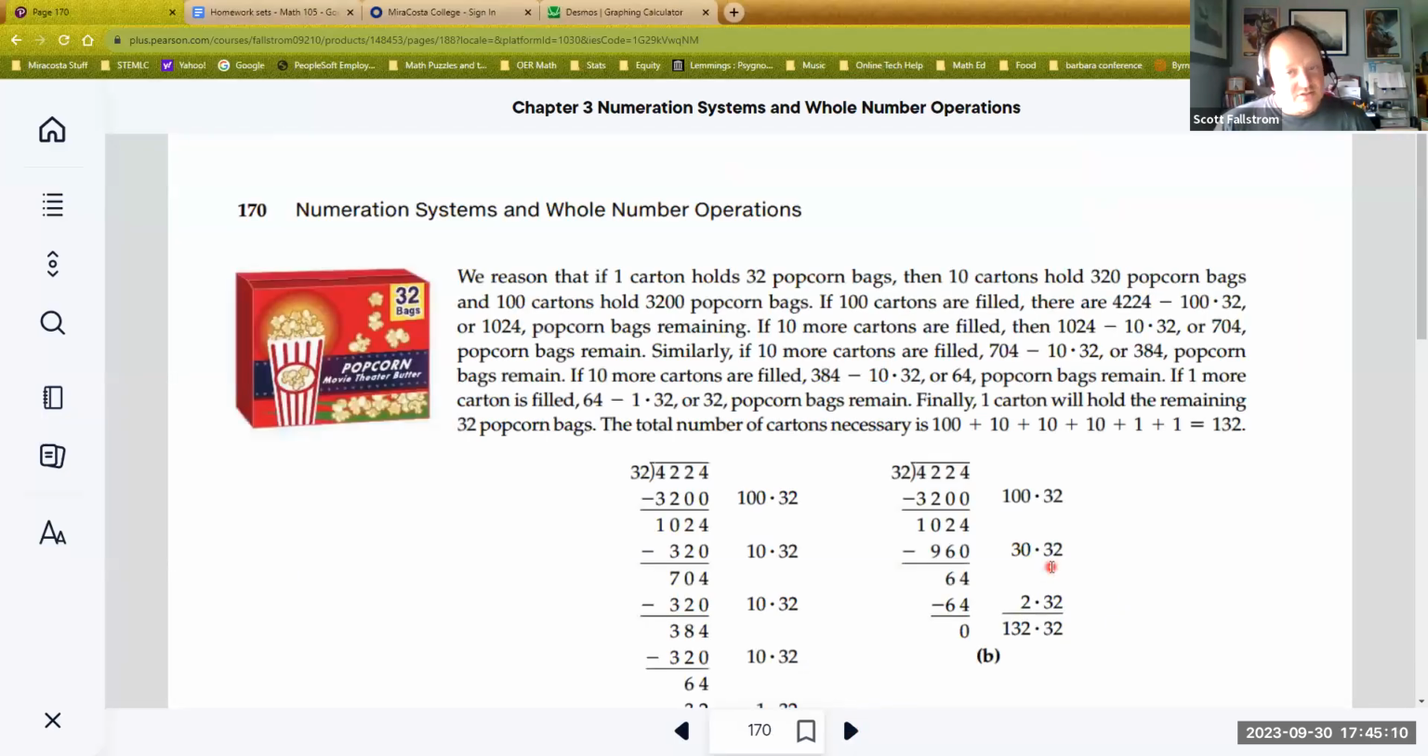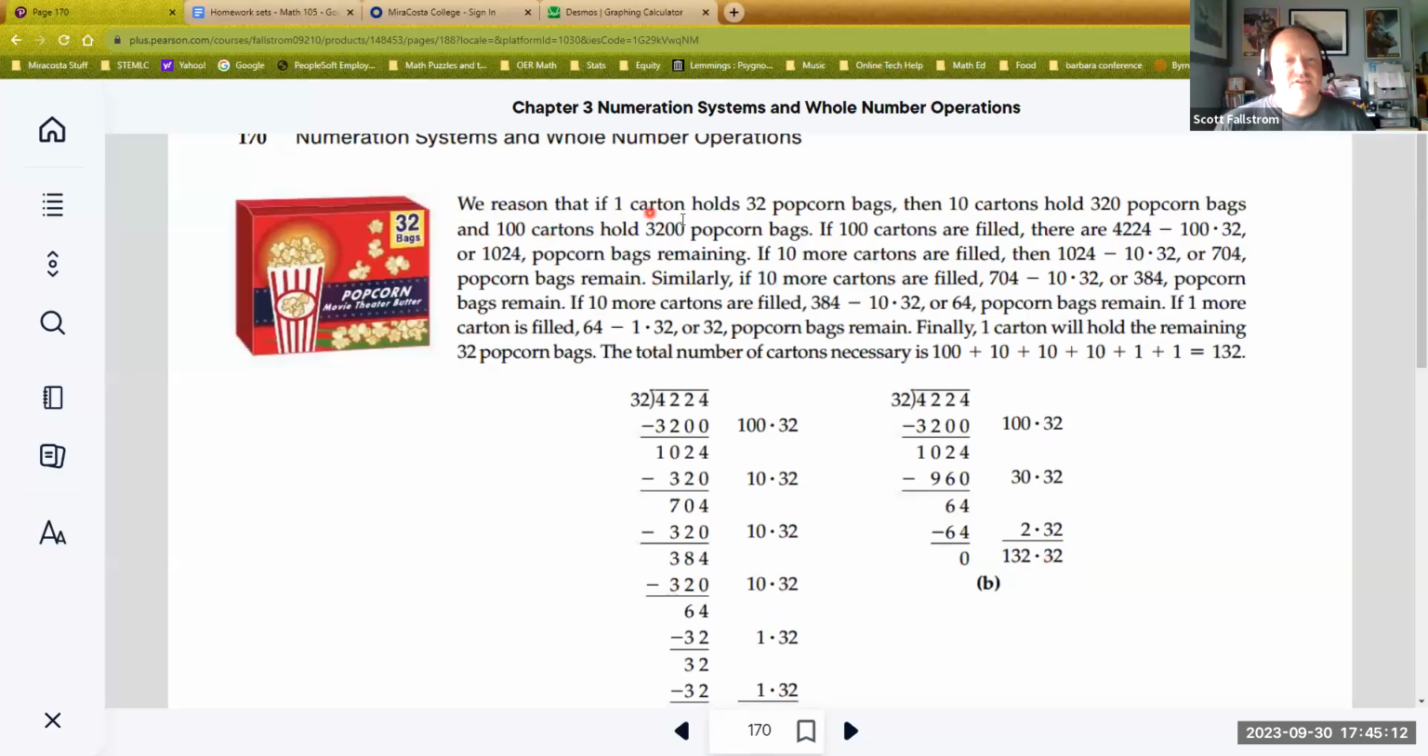Now, personally, if you reason that one carton holds 32 popcorn bags and 10 cartons hold 320, so this is a different problem. This is 4,224 divided into groups of 32. Now notice that a carton holds 32 popcorn bags. So we want to figure out how many cartons can we make. So take a look. This is the idea of partial quotients.